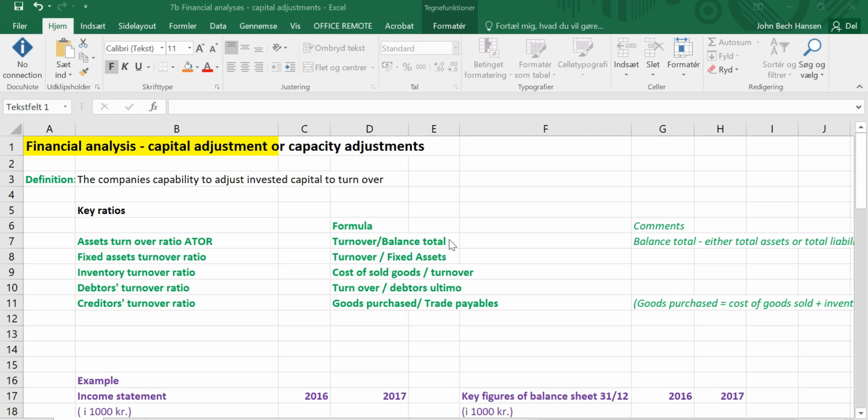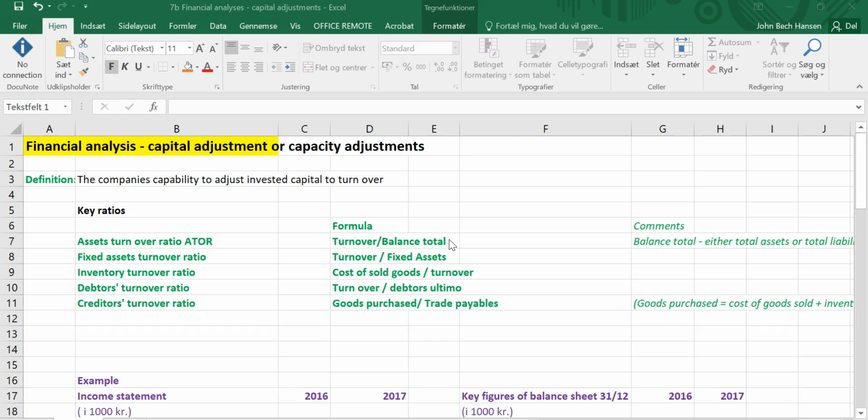So what is it actually that we have, let's say, put our money in? What is it that the company has used the money to? We can see that in the balance. So all under the assets. So all capital used, we know that it's the assets in the balance sheet.